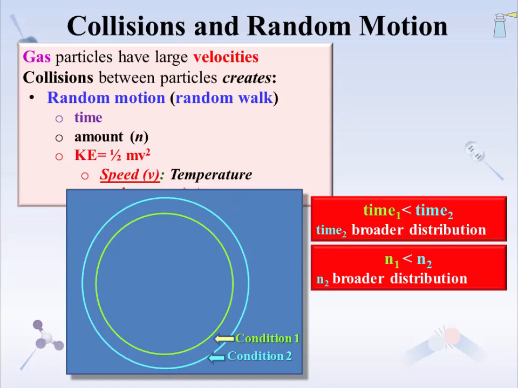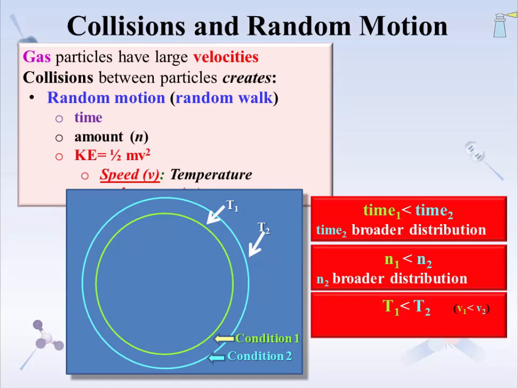What should we expect if time and amount are held constant in the two conditions, but the temperatures are different? Remember, the average speed or velocity of the particles is proportional to the temperature. Hotter particles move faster. The average velocity of particles in condition 1 is different than the average velocity of the particles in condition 2. This distribution pattern occurs when the temperature, and therefore velocity, in condition 1 is less than the temperature in condition 2. Faster moving particles can move further from their initial position in the same time period. Their distribution is therefore broader.